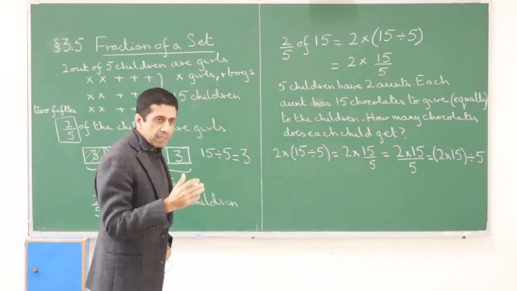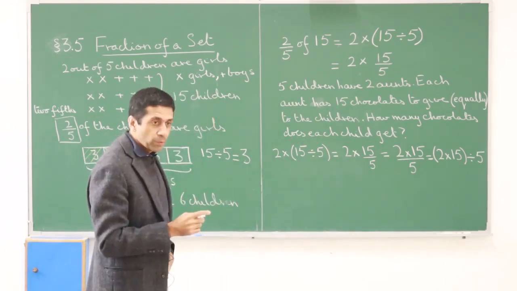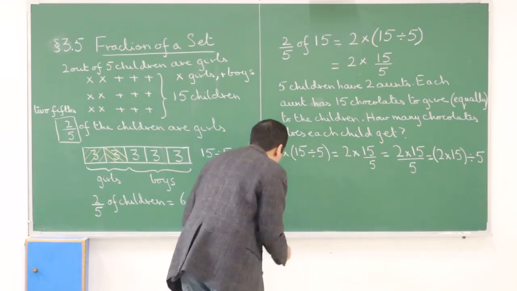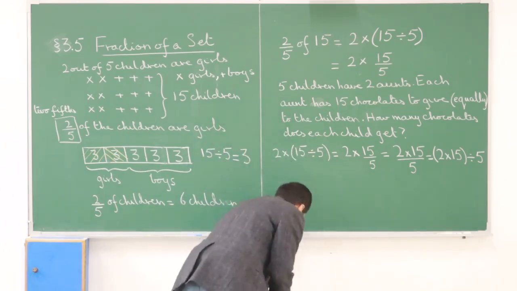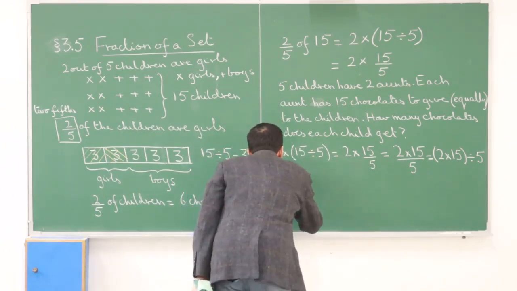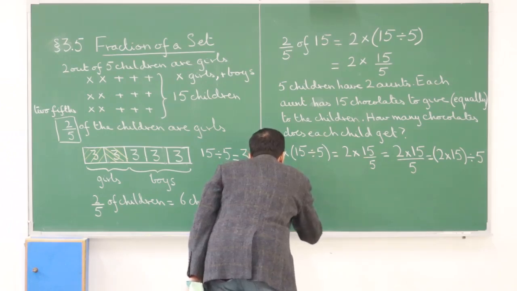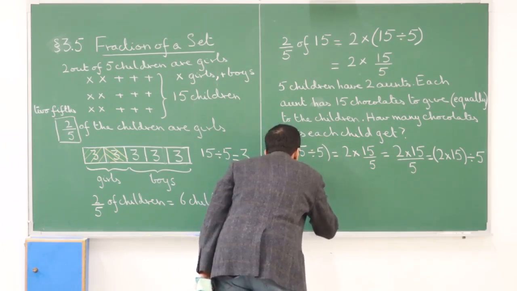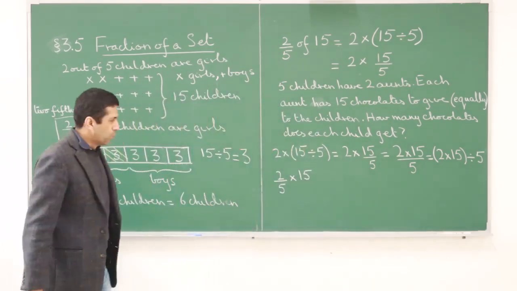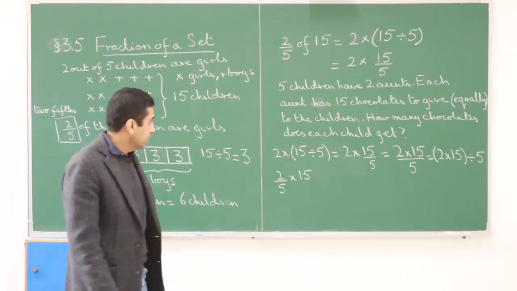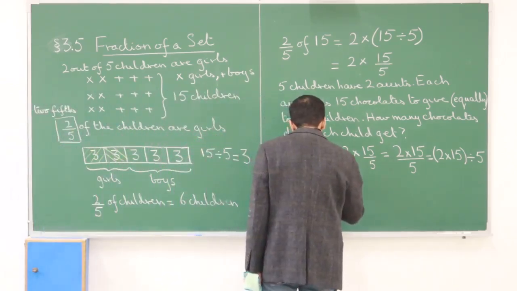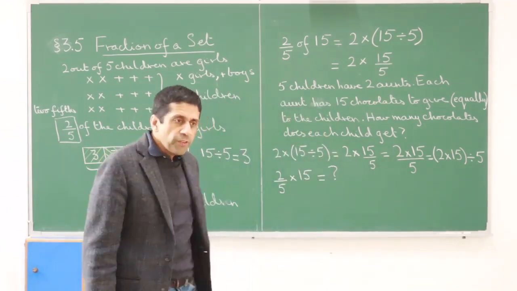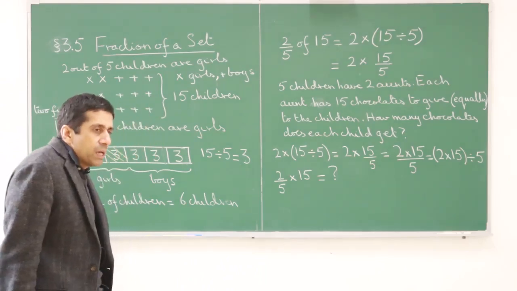Now let's do a slightly different thing. It may not be directly related to what we were doing, but it will get related in a second. Let's look at another thing, and I'll write it over here. Let's look at 2/5 multiplied by 15. What does that mean? I don't know what this thing actually means. It is 2/5 multiplied by 15.